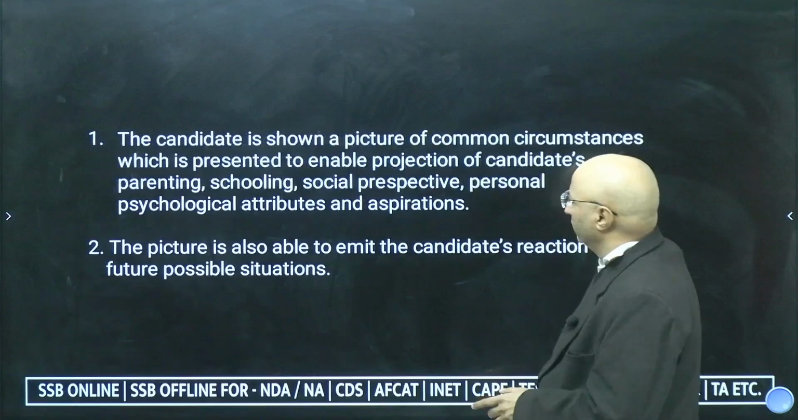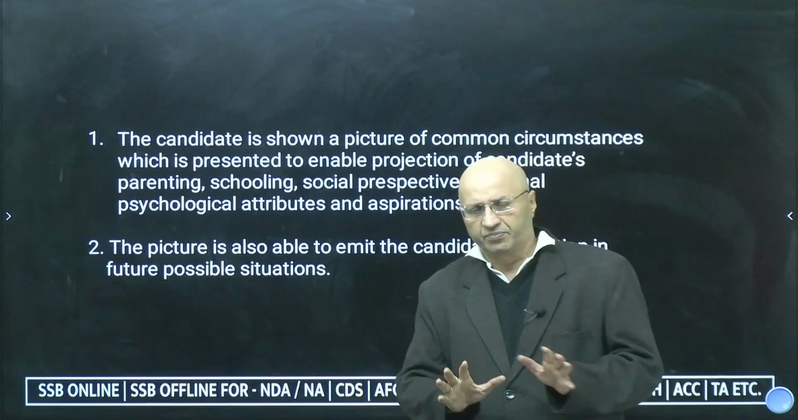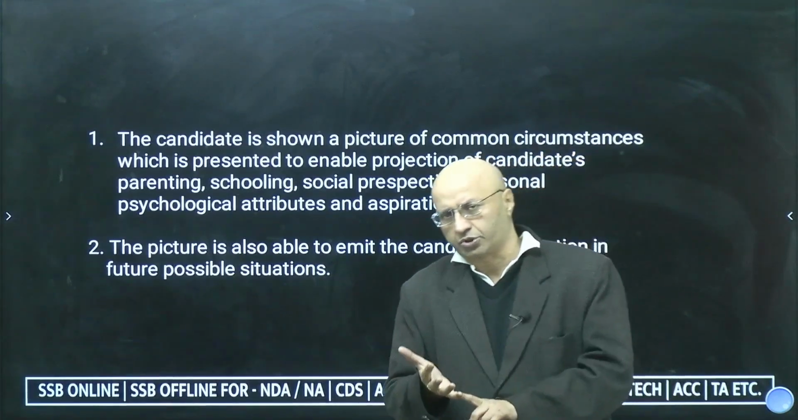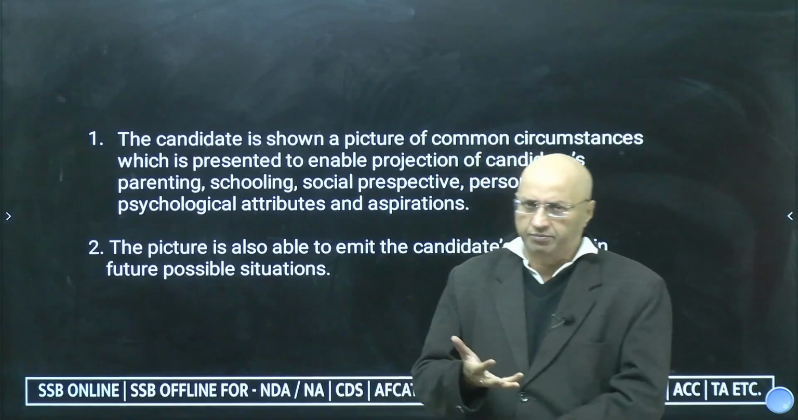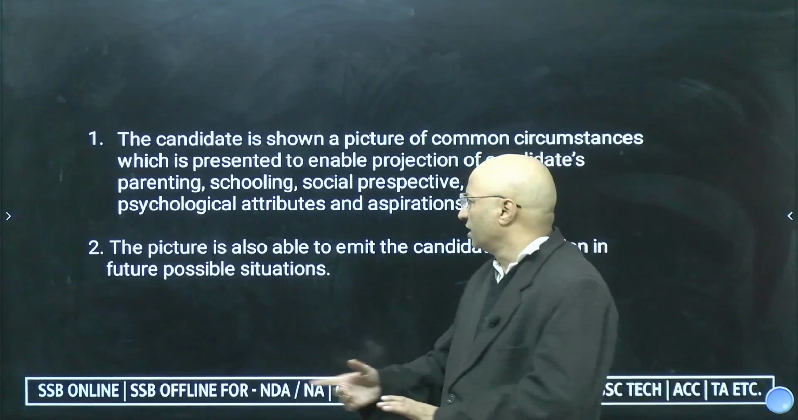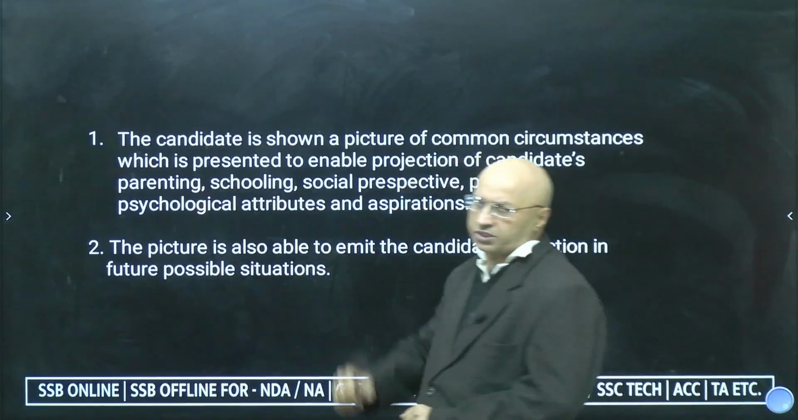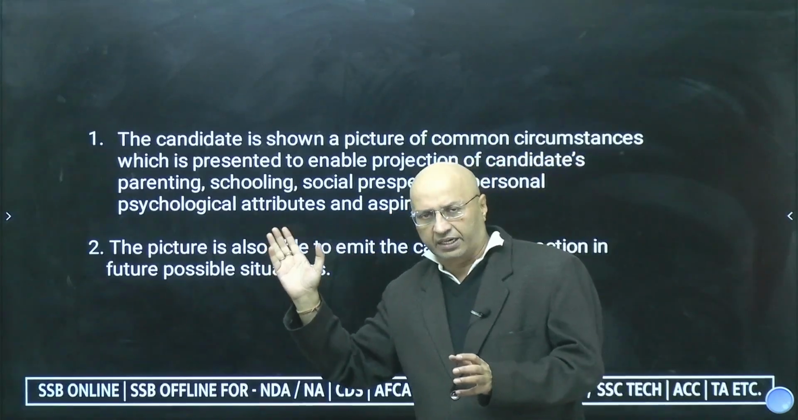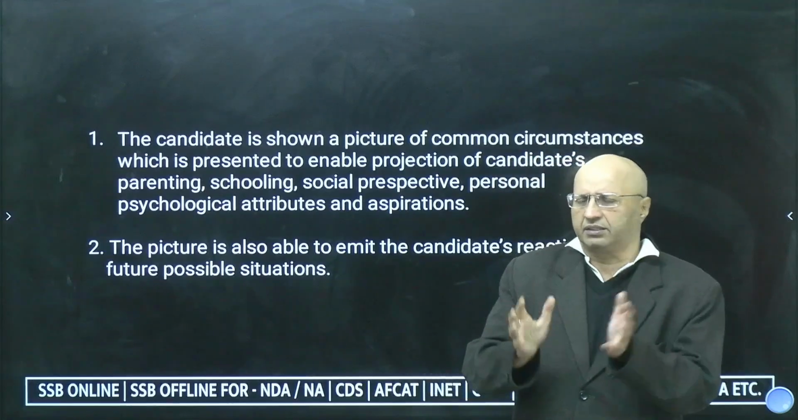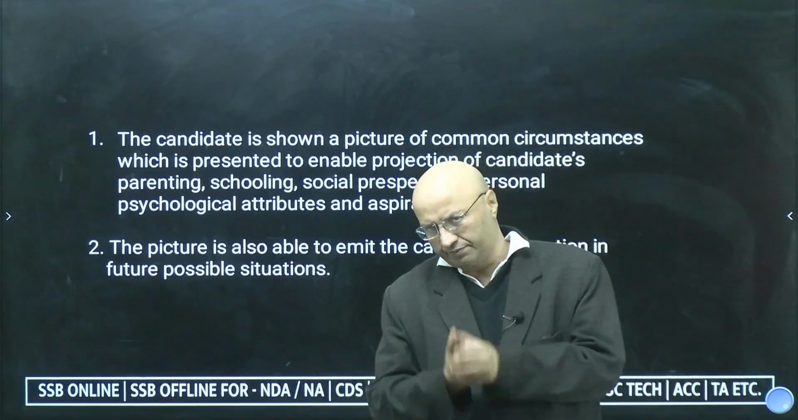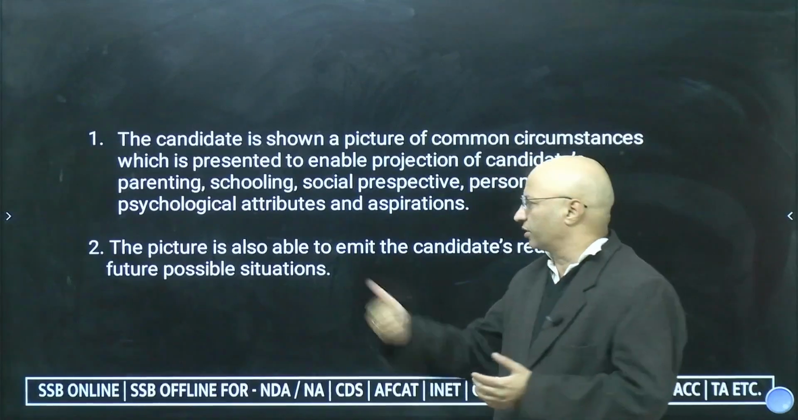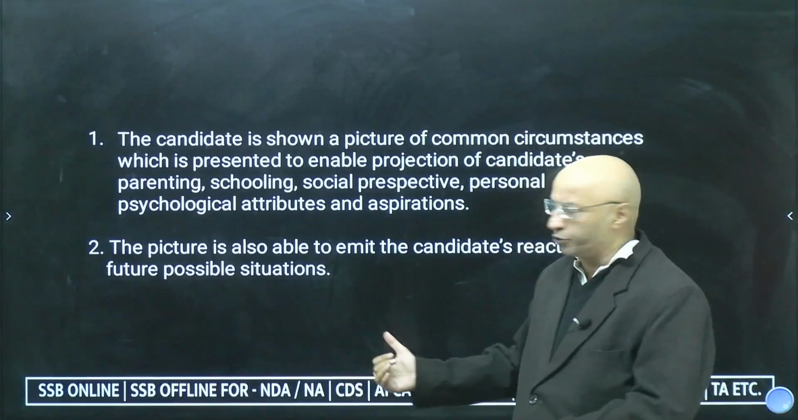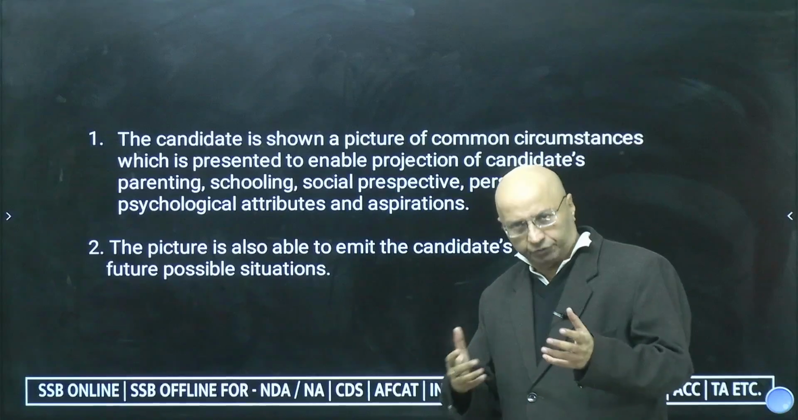Now we go by the further thing. The candidate is shown a picture of different circumstances. They will show you something related to home, school, college, games, related to different situations. And they will identify what is your thought process about parenting, schooling, social perspective, personal and psychological attributes, and everything they'll come to know about the kind of personality you are. You are a sum total of your past, so they will identify that. They will also identify what the possibilities in the future are, how you will react.